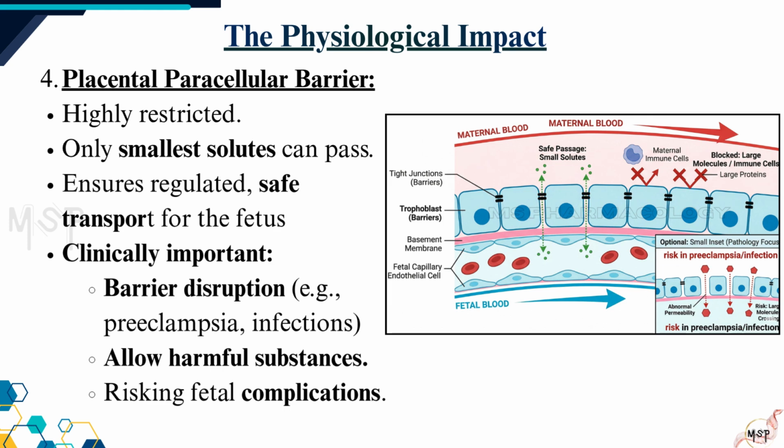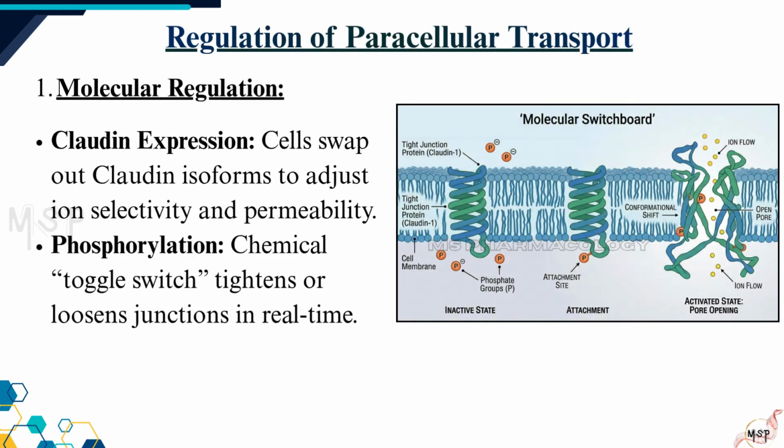Clinically, this regulation is vital. If the paracellular barrier becomes abnormally permeable, as seen in conditions such as preeclampsia or certain infections, harmful substances or immune cells may cross more readily, potentially compromising fetal health and leading to complications. Now let's see how the body regulates this dynamic barrier in real time.